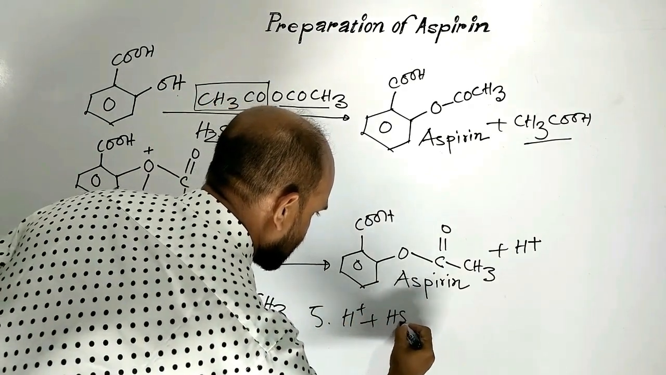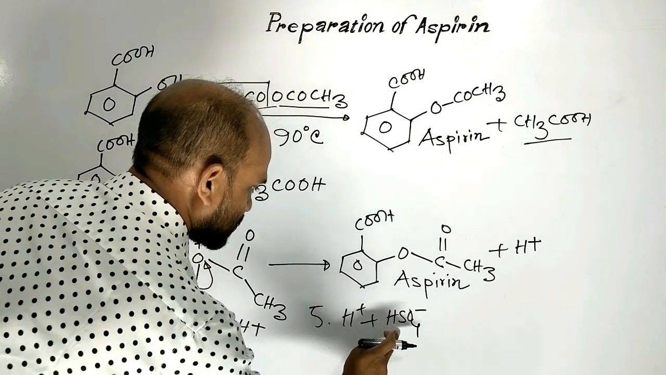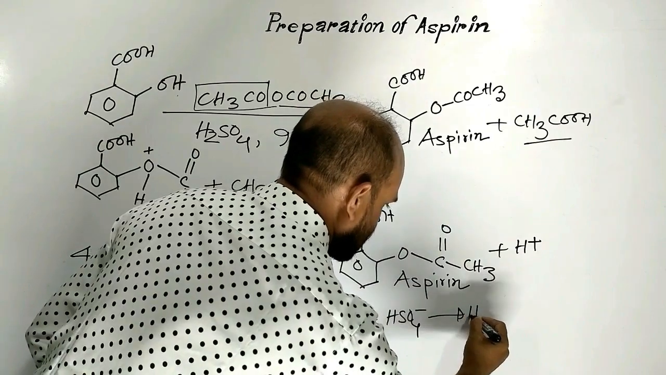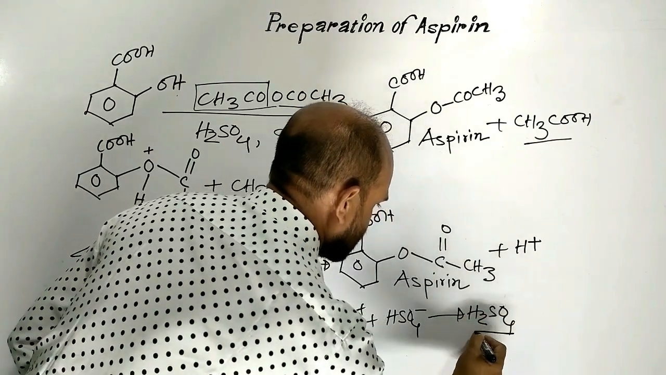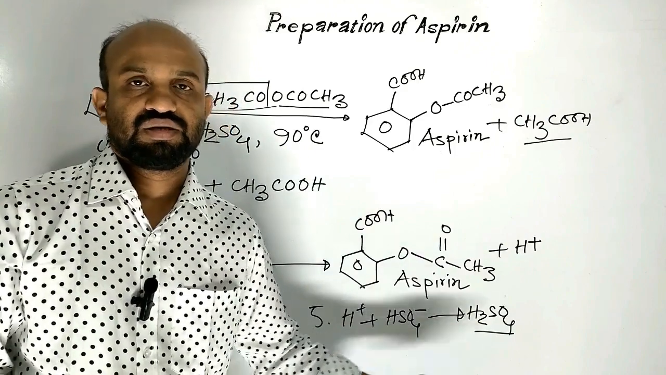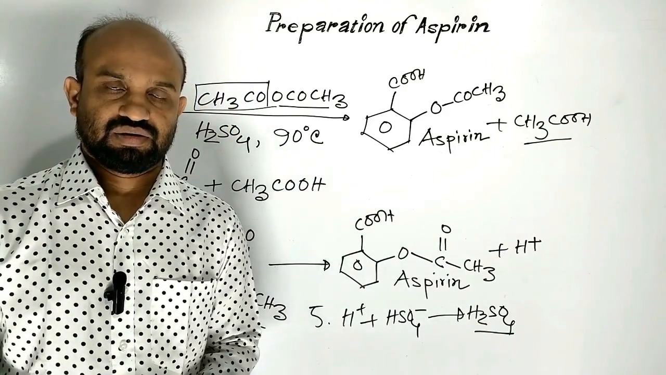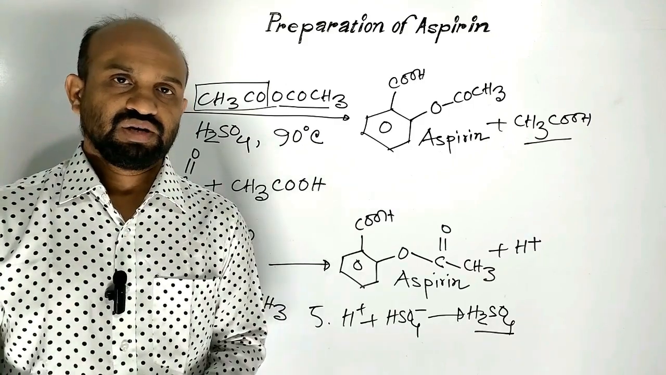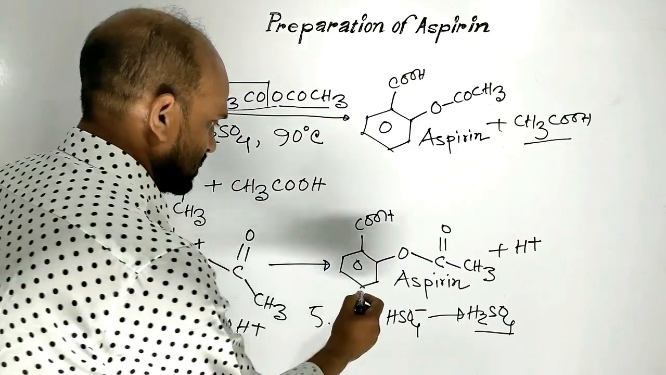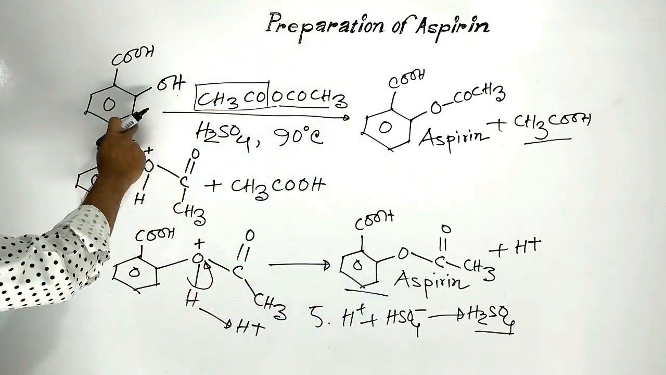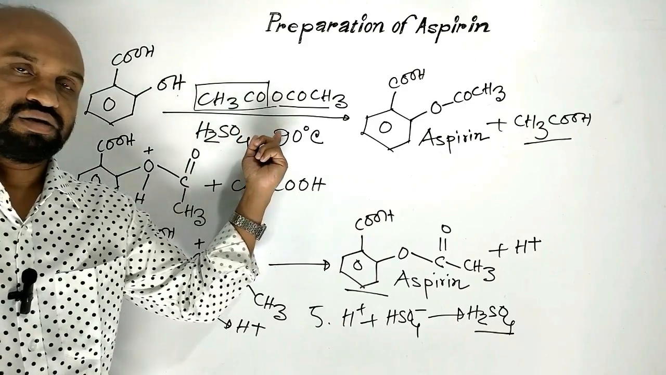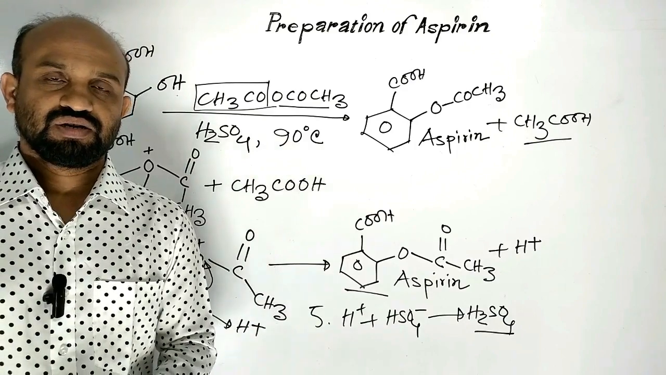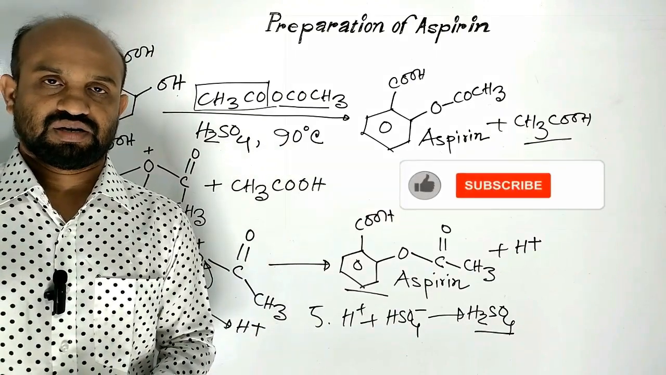This proton, that is, the proton produced from step 4, combines with the bisulfate ion that is produced in step 1, and again sulfuric acid is formed, which acts in this reaction as a catalyst that remains unchanged after the chemical reaction. In this way, we can prepare aspirin from salicylic acid and acetic anhydride. This is all about preparation of aspirin from salicylic acid and acetic anhydride.